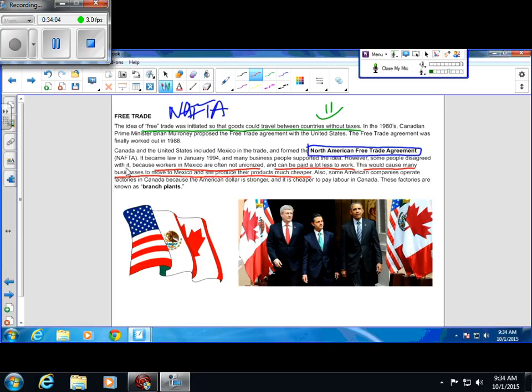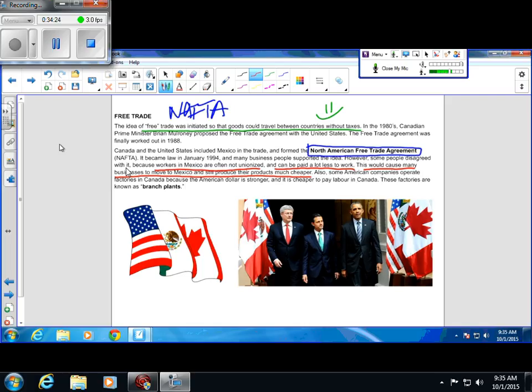So basically, why not? Countries like Canada and the United States have companies and they want to produce something, send it to Mexico, because they can build and produce it much cheaper. That's one bad side about NAFTA and free trade.